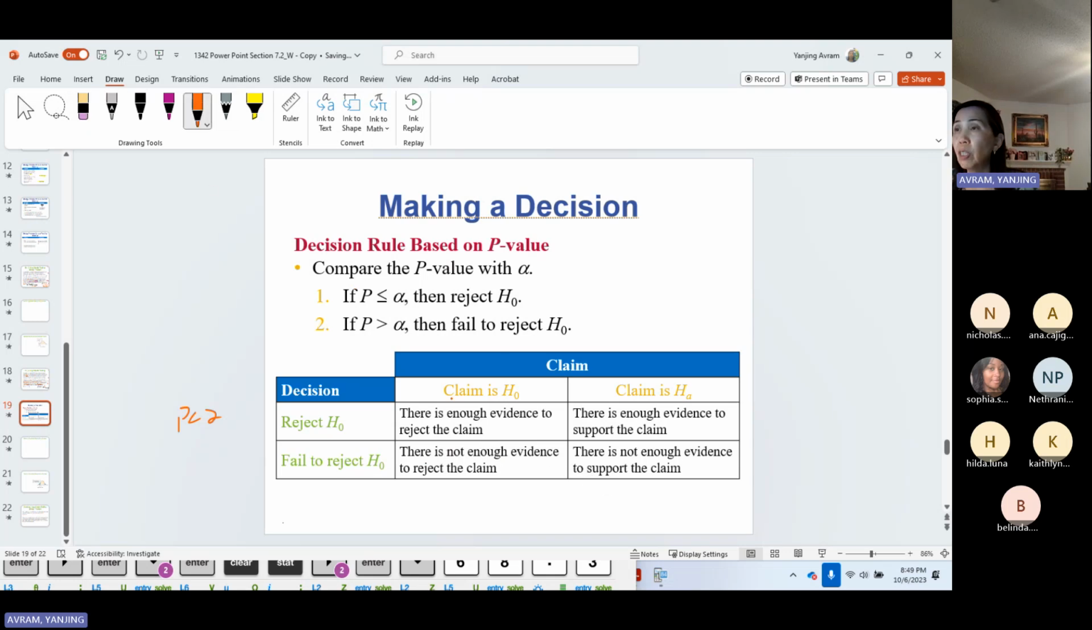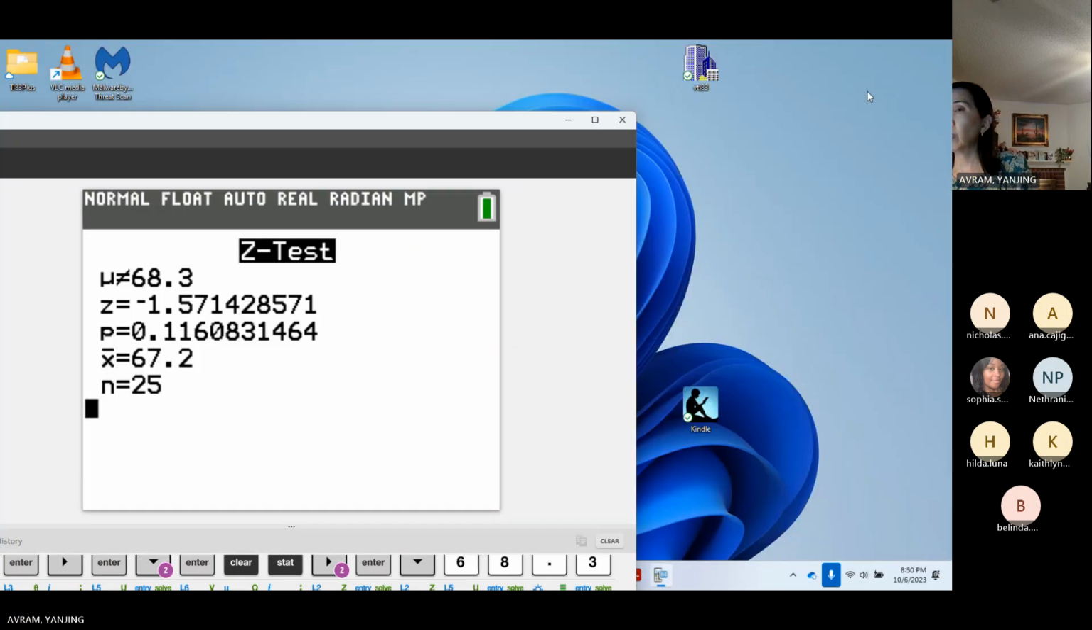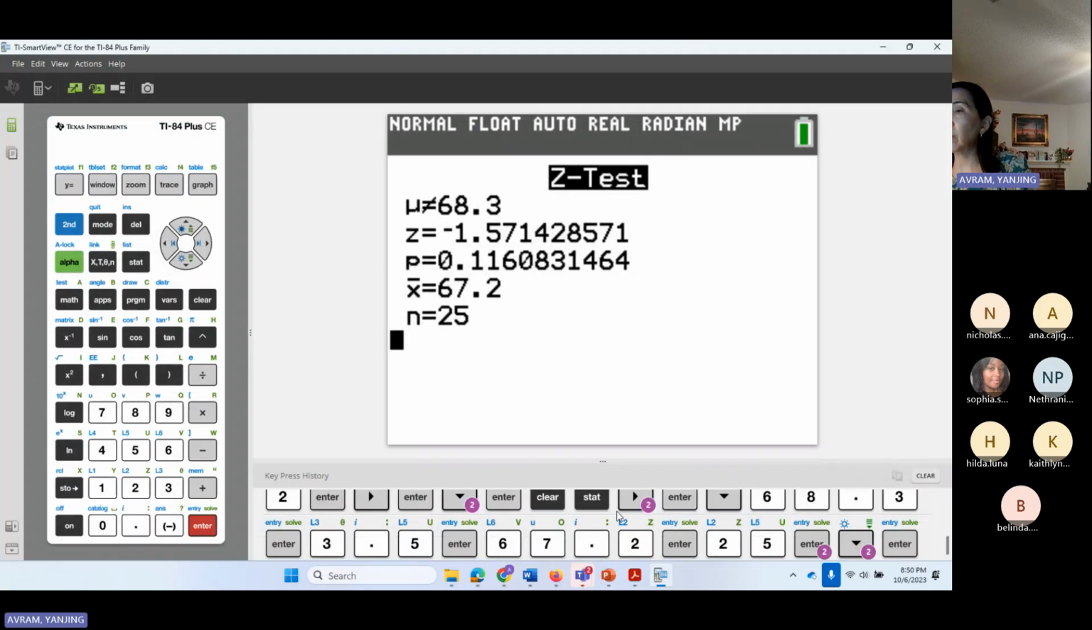Okay. So you have to look at whether your claim is in the null or your claim is in the alternative. And then see if you reject or do not reject the null hypothesis, and then choose one of these 4 outcomes. All right. So that is our section 7.2, which is the z test. Okay, z test in here.